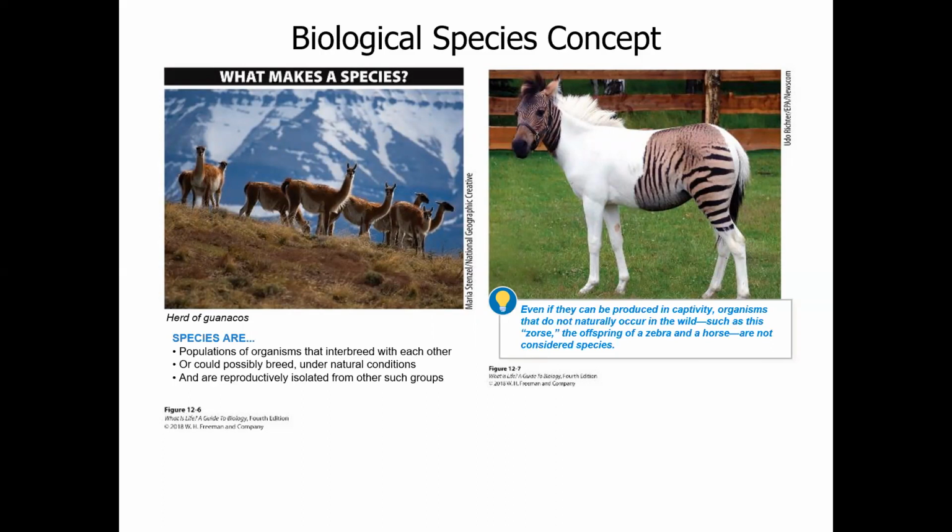But like I mentioned, species have to be able to produce viable offspring with one another in order to be considered species. So in this case, on the right, we have what's called a zorse, and that is the offspring of a horse and a zebra. So technically the horse and the zebra are able to mate and produce offspring, but this zorse is actually sterile. It can't actually produce offspring itself. So it's not really considered a species. It's sort of a weird hybrid.